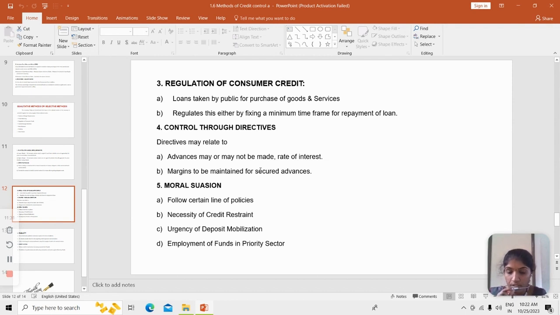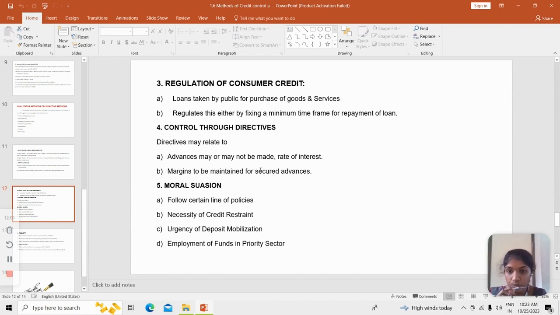And the fifth one is moral suasion, and the major four points are these. They have to follow a certain line of policies. Every bank, commercial institution, financial institution, and all institutions have to follow a certain line of policies, which can be introduced by their own or from their regulatory bodies. So they have to follow these policies while they are giving loans and advances to individual customers or institutional customers.